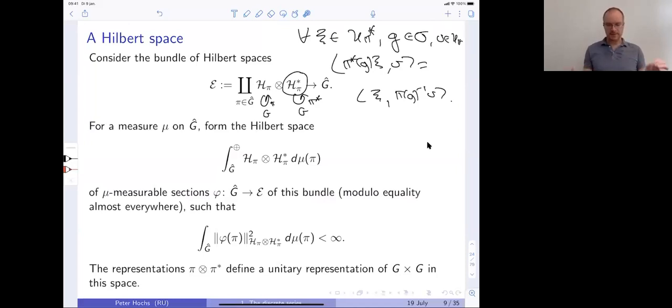And this gives a representation of G times G, so in this copy and in this copy. And now the representation looks kind of diagonal in a sense, so it acts on every pi separately. And this turns out to be the best we can do in terms of diagonalizing and decomposing L2 of G as a representation. So that's what this direct integral means, square integrable sections of this bundle.